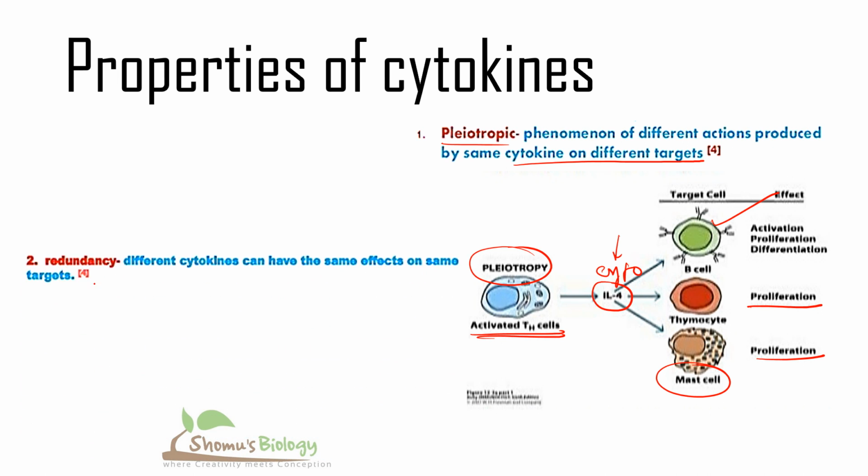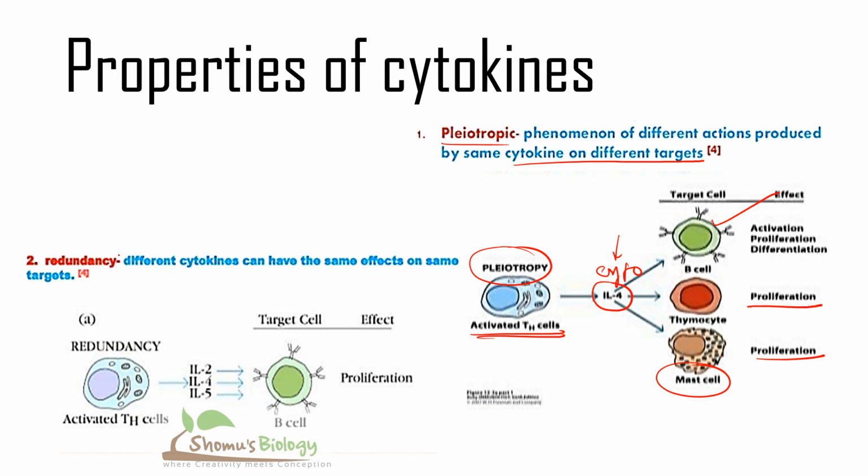Second important property is redundancy. Different cytokines can have the same effects on the same target. That is known as redundancy, kind of opposite to the pleiotropy. So redundancy means the activated T helper cell secretes interleukin 2, interleukin 4, and interleukin 5, all acting on the same cell, that is B cell, and all of these are causing the B cell to proliferate. They are telling the B cell to proliferate only. So multiple interleukins, multiple chemical factors cause a single effect, that is proliferation in this case, known as redundancy.